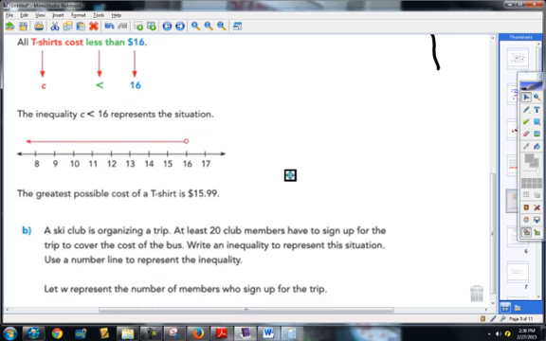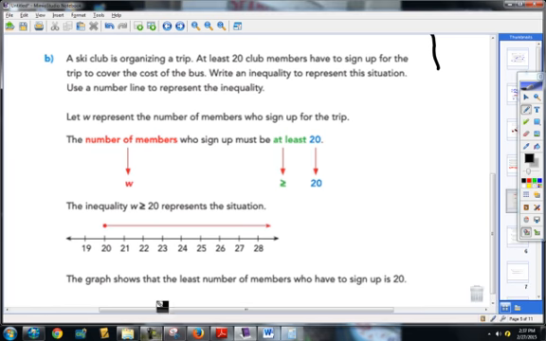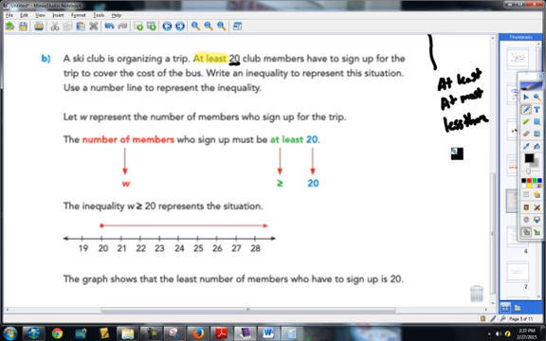Okay, a ski club is organizing a trip. At least 20 club members have to sign up for the trip to cover the cost of the bus. Now I'm just going to tell you right now, I'm going to highlight this word. This is a buzzword right here for inequalities. And we can write a couple of these. At least, we already have it there. At most. Okay, obviously less than. Greater than. Okay, maximum, minimum, and more will come to me as we go here.